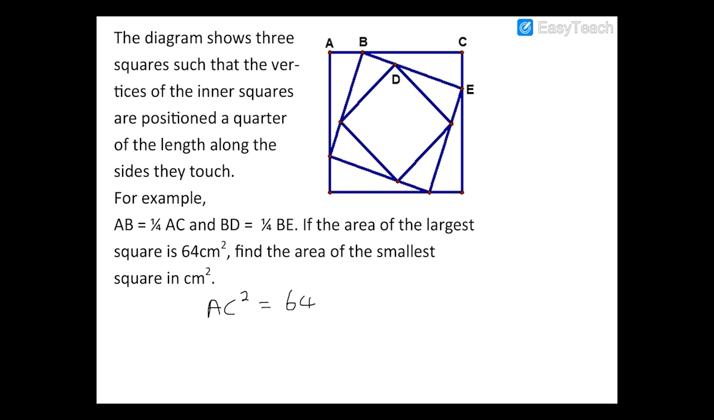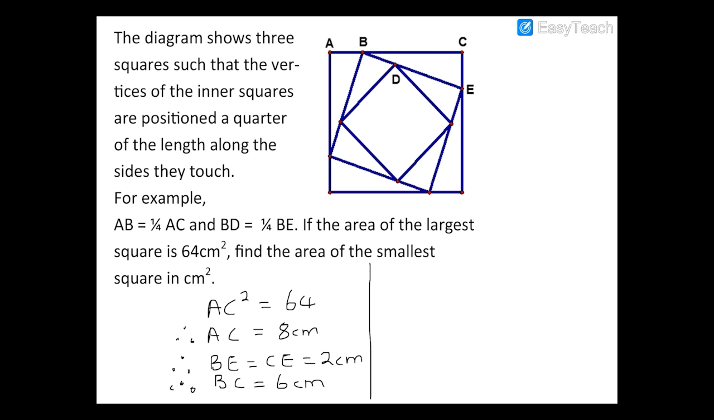Because AC squared is basically the area of the bigger square, side AC is therefore equal to 8 centimeters. So if AC is equal to 8 centimeters, that means BE, which is also equal to CE, is equal to 2 centimeters, and BC will then be equal to 6 centimeters.